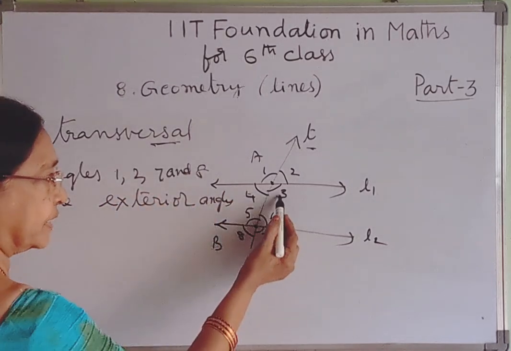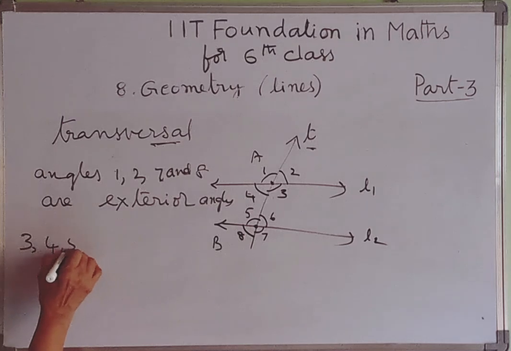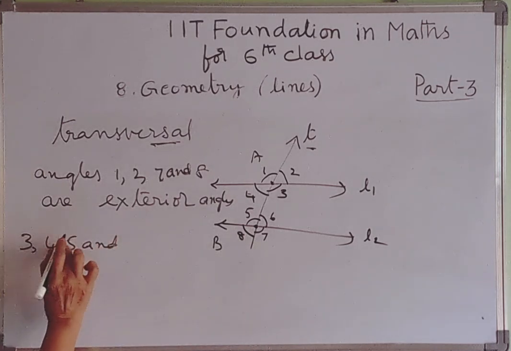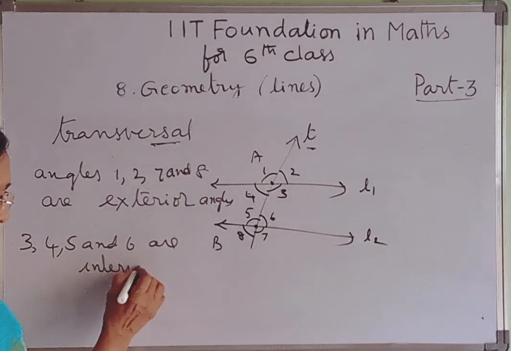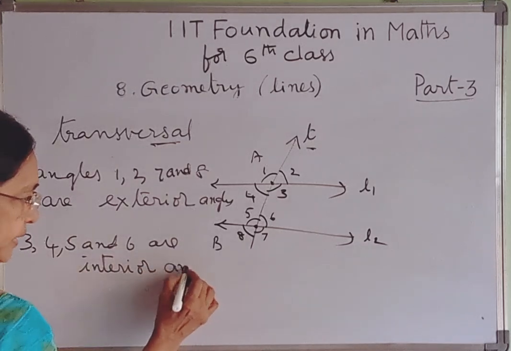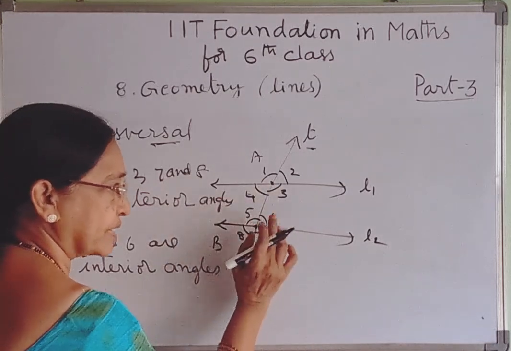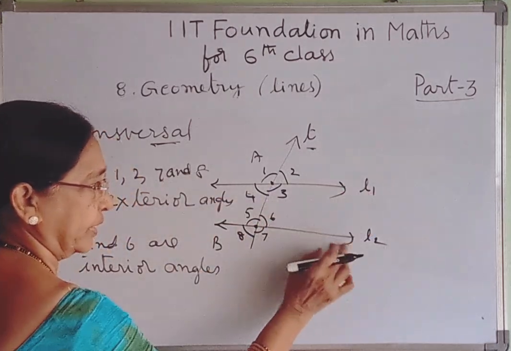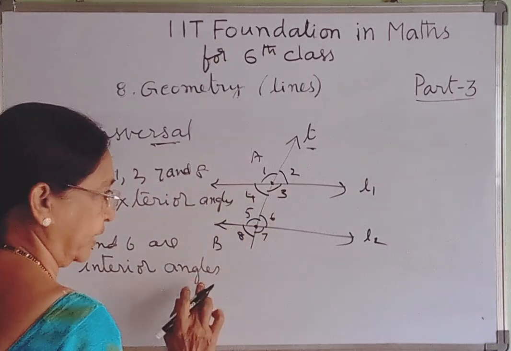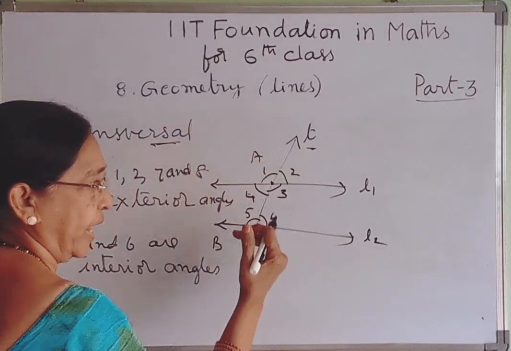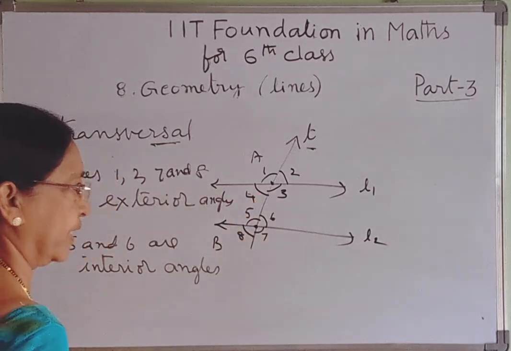Whereas angles 3, 4, 5, 6 are interior angles. Angles 3, 4, 5 and 6 are called interior angles because these 4 angles lie between the lines L1 and L2. So, inside the lines L1 and L2, therefore they are called interior angles, and the angles lying outside of the two lines are called exterior angles.